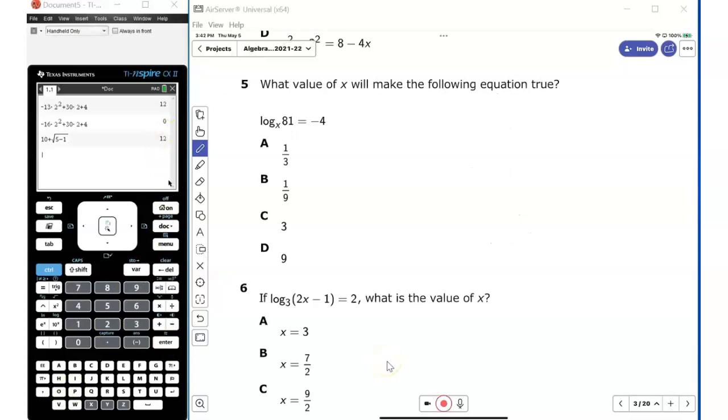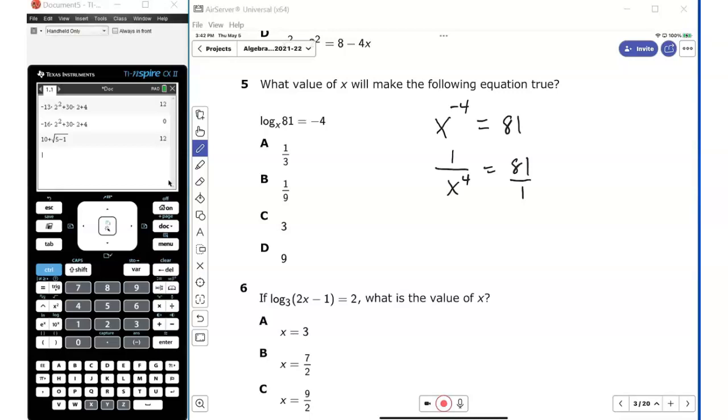Number 5, what value of x will make the following equation true? We're dealing with logarithms. Remember that x is a base, so you would write x. You know that negative 4 is the exponent, and we know that that's going to be equal to 81. So what I have is 1 over x to the 4th is equal to 81.